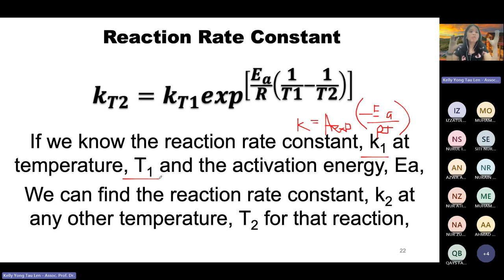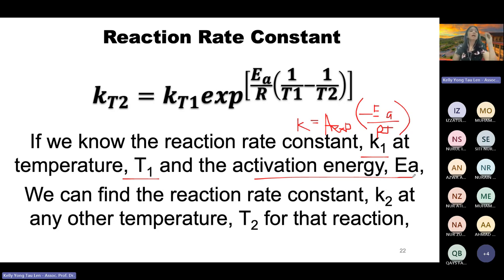How do I know, without knowing the value of A? But you know EA. EA must be known. Both versions need me to know EA. But the original version needs me to know A, while the second version doesn't need me to know A. Instead, I need to know the value of K at another temperature, and I want to find my K at the new temperature.